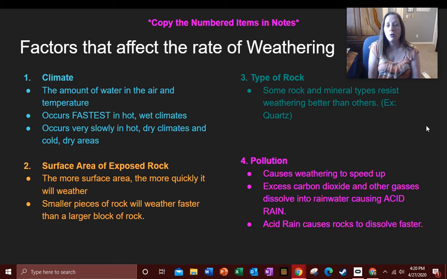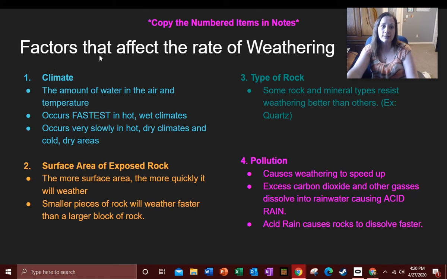And then number four is pollution. Pollution causes weathering to speed up. So the more we pollute and we have excess carbon dioxide and other gases, we create acid rain, and then acid rain actually causes the rocks to dissolve faster. So we as humans are speeding up the rate of weathering with these pollutants. Okay, so make sure you have these four things: factors that affect weathering, climate, surface area of exposed rock, type of rock, and pollution.